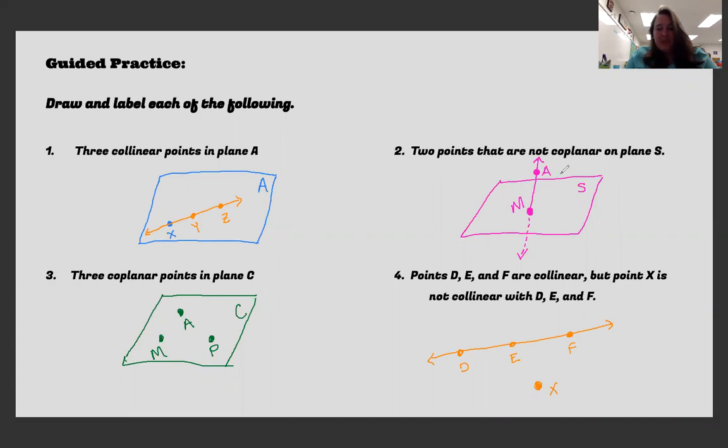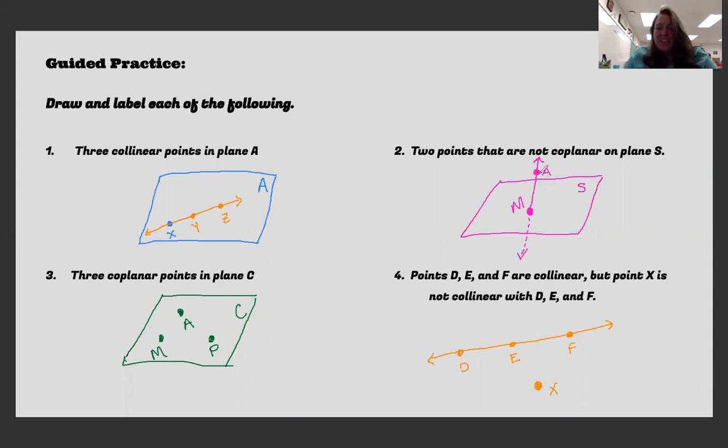So again, I drew plane S as a parallelogram. I show point M is a point on plane S. And then I've got a line. The dashed part of the line here shows that that's underneath the plane, and then the solid part shows that it's above the plane. So this is how you can kind of make a 3-dimensional picture on a 2-dimensional page.